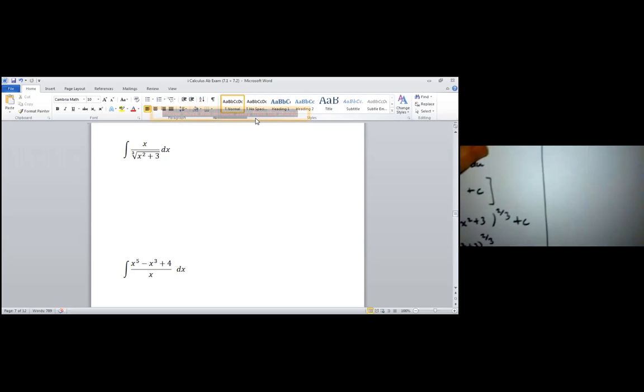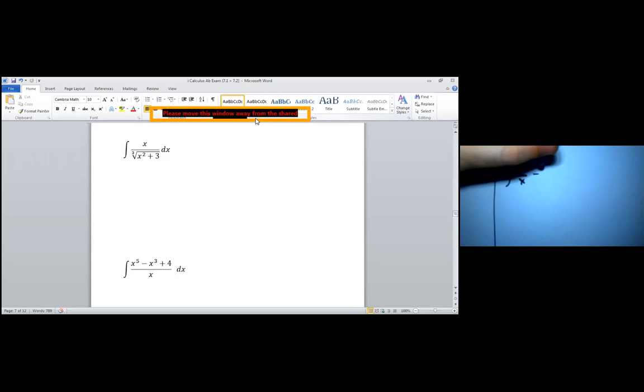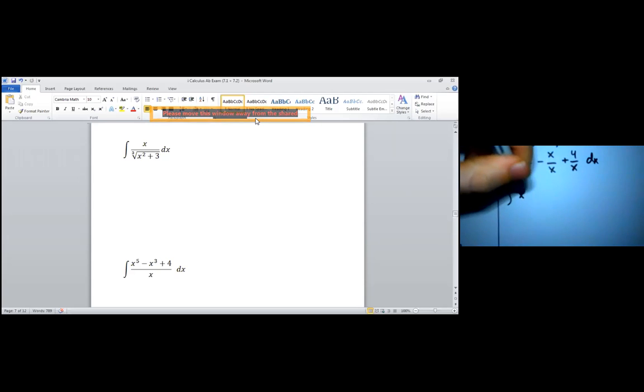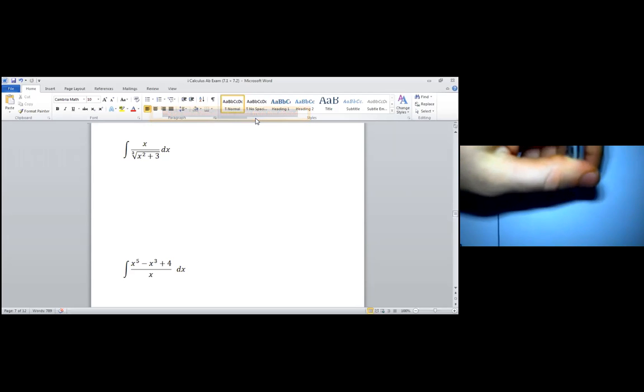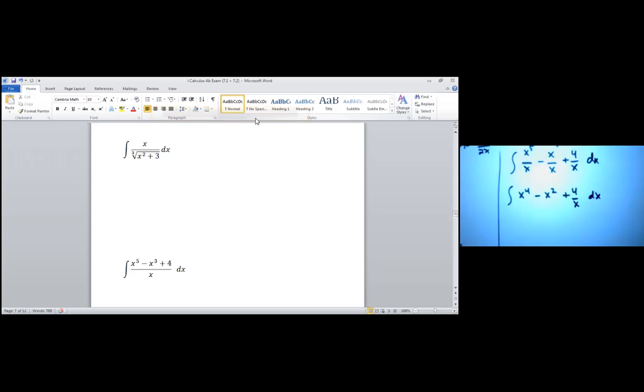Next one. You want to split those up. So you want to write that as x to the 5th over x minus x to the 3rd over x plus 4 over x. So we split them up. Simplifying, you would have the integral of x to the 4th minus x squared plus 4 over x.